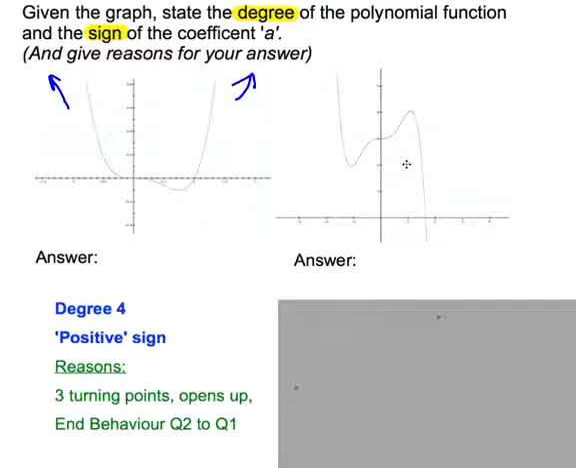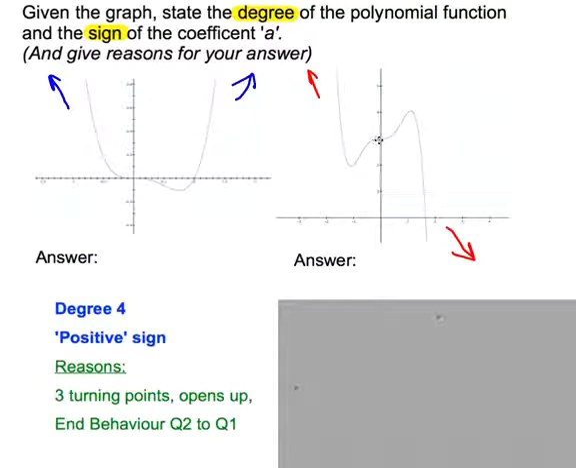If we now look at our next graph over here, in this case, we've got end behavior that runs from Q2 and ends down in Q4. This tells us that it must be an odd degree function, and on top of that, we also have a negative leading sign.